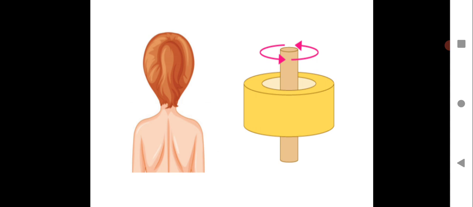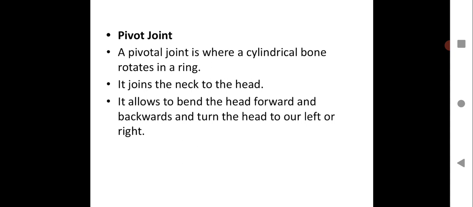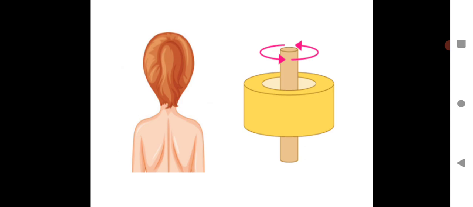Just see the image where there is a cylinder and a bone inside. That movement is possible because here you have seen the cylindrical bone rotates in a ring. So you just cannot move your head 360 degrees, but you can move forward, backward, left and right. And your neck is connected to the head. That's why that kind of movement of the head is possible.